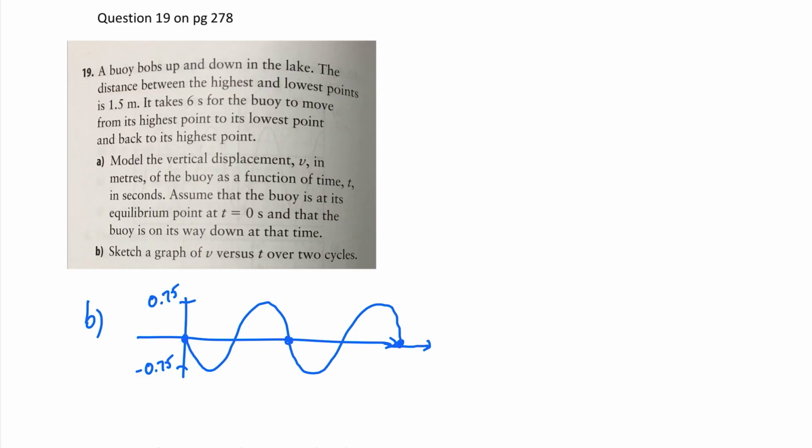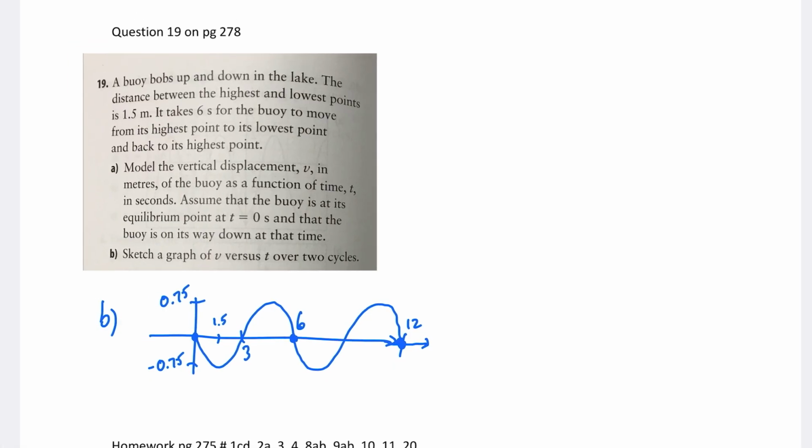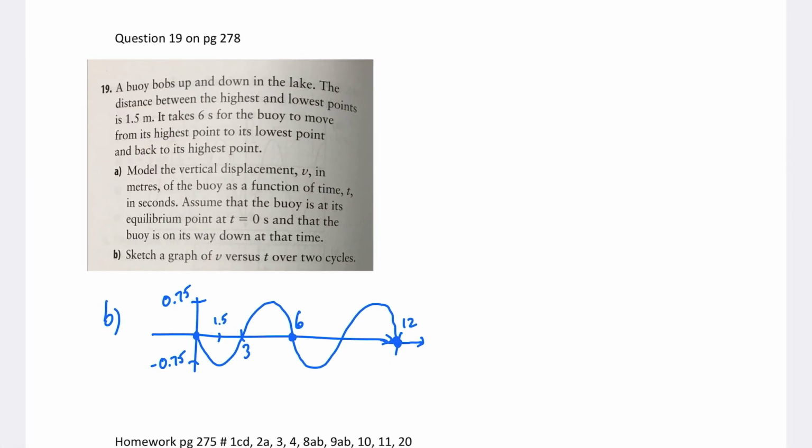It says it takes 6 seconds for the buoy to move from its highest point to its lowest point and back to its highest point. So this should be 6, which means this right here should be 12. And we can label points all over this if we want. This would be 1.5. We could have all kinds of fun in this, but we'll just leave it right there. That's enough of a graph. All right, from here, we need to figure out the equation.